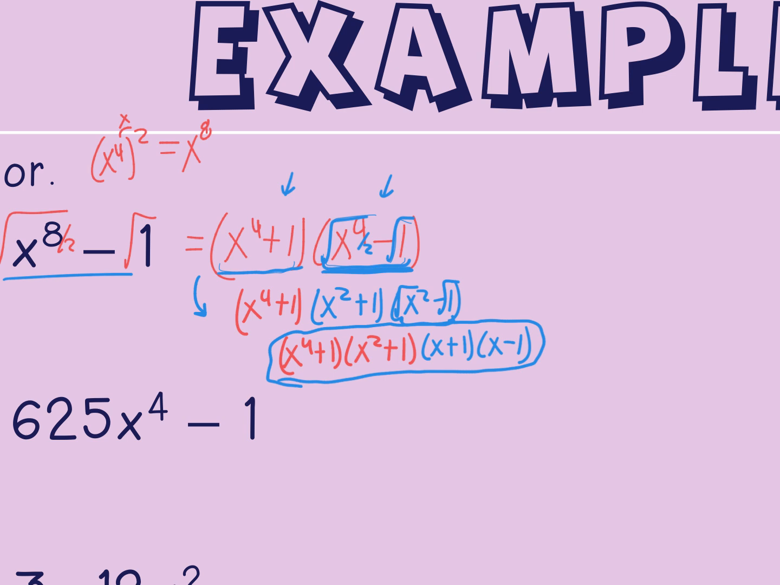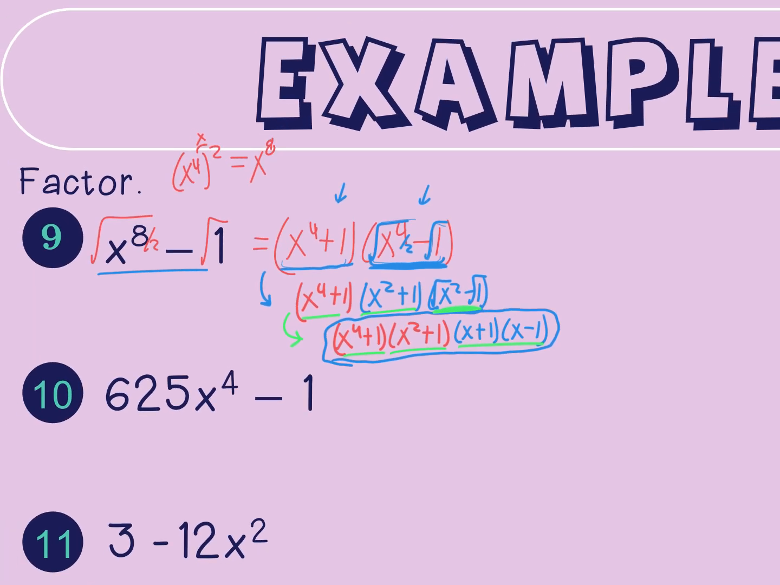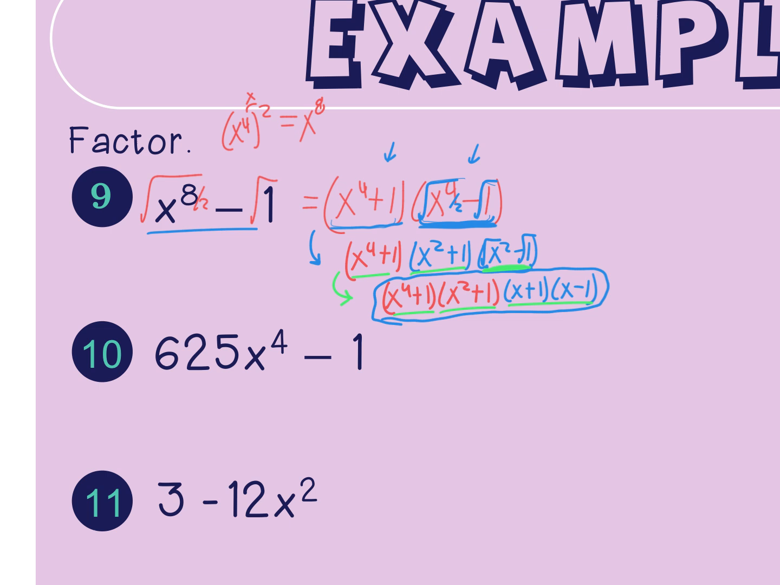Same thing going from this step to this step. This one was able to be factored, but these two were not. So I didn't touch those at all, but I did change this one to be a difference of squares. So just something to keep in mind. You might need to do it multiple times to get your final answer.